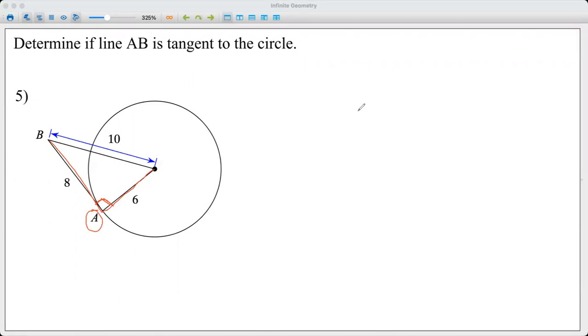So the ones like this simply boil down to this: if line AB is in fact tangent, then it should form a right triangle. We can confirm that with the Pythagorean theorem. So let's see, does 8 squared plus 6 squared equal 10 squared? That'd be 64 plus 36, and that does in fact equal 100. So therefore it is a right triangle, therefore it is tangent.